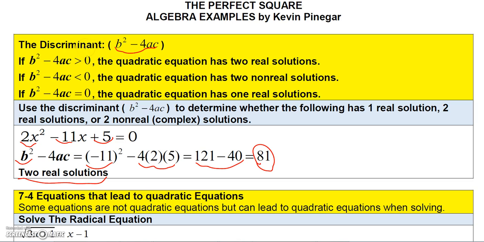Okay, well that pretty much ends the section on using the quadratic formula. In the next section, I'm going to talk about problems that actually lead to quadratic equations. They're not necessarily quadratic equations in the beginning, but we can actually solve quadratic equations to get their solution. So I'll talk about that in the next section.